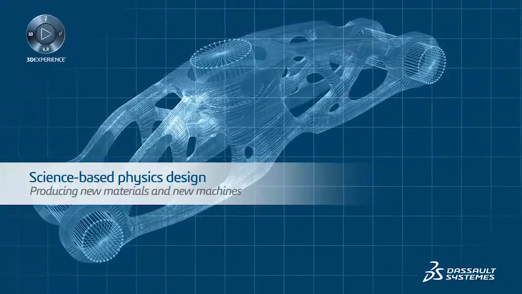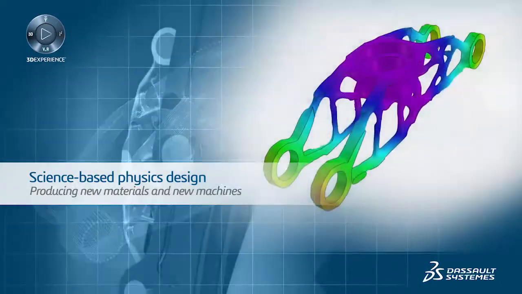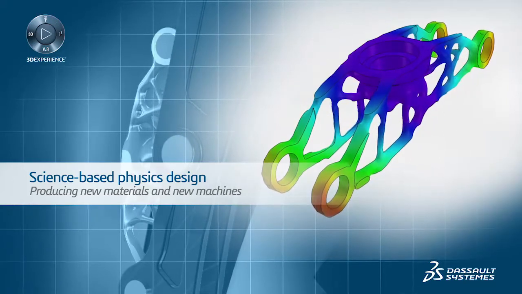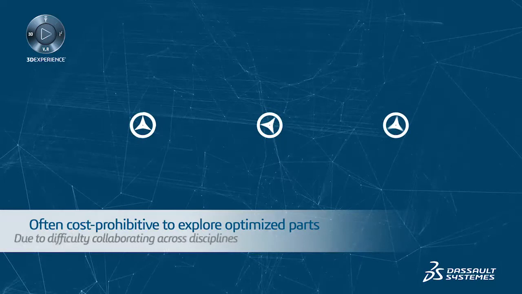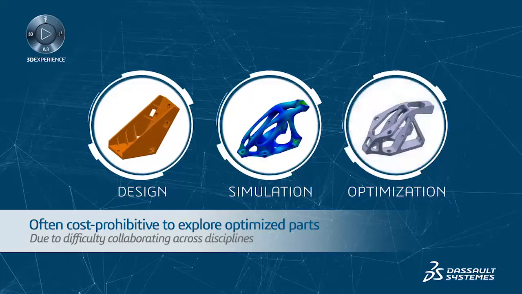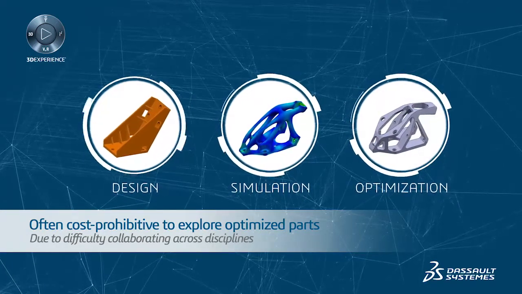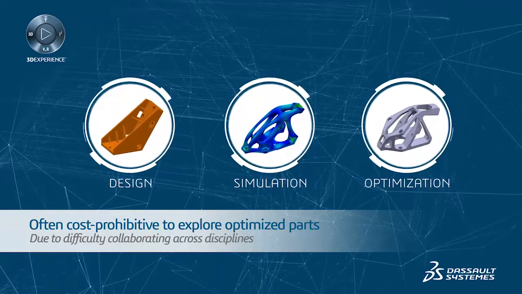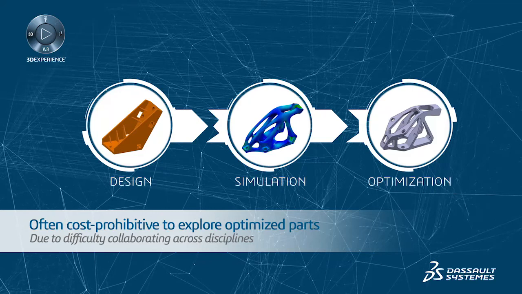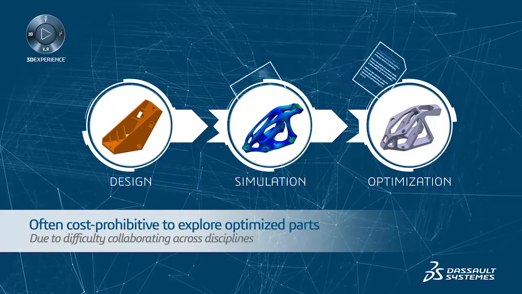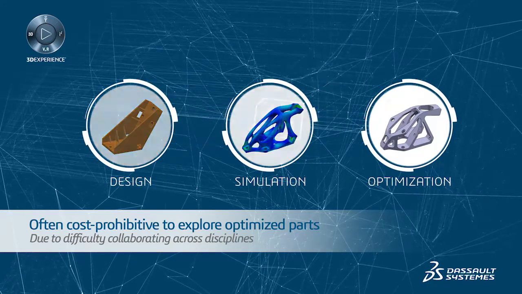Science-based physics design is producing new materials and new machines to make possible what was once impossible, or difficult using conventional approaches. However, it is often cost-prohibitive to explore these optimized parts due to the difficulty of collaborating across disciplines and using all the different systems and tools that are required. This type of individual silo approach can cause huge delays and errors in data translation.